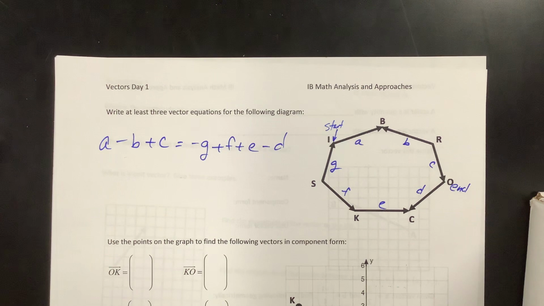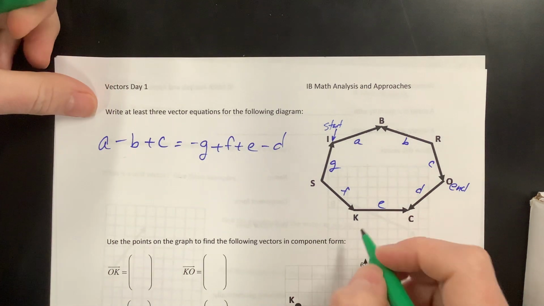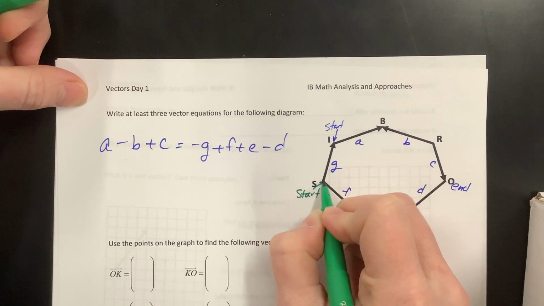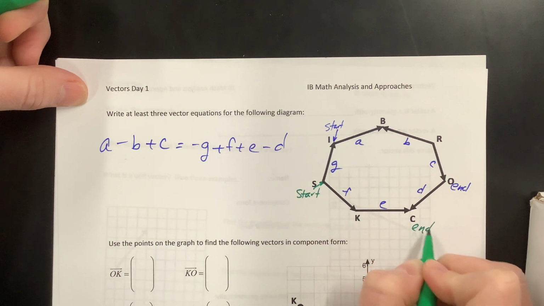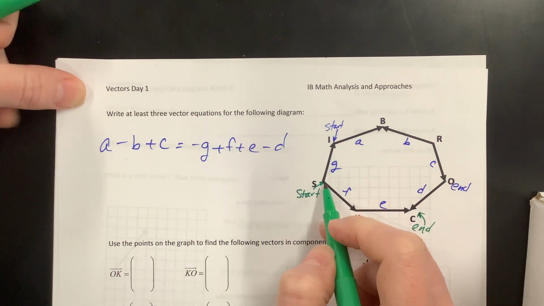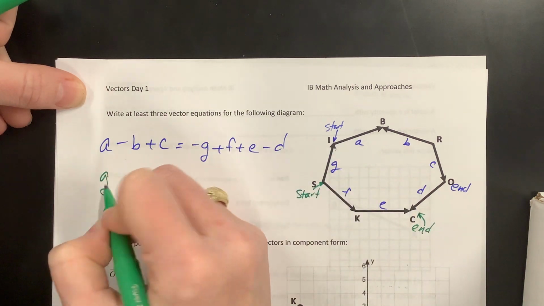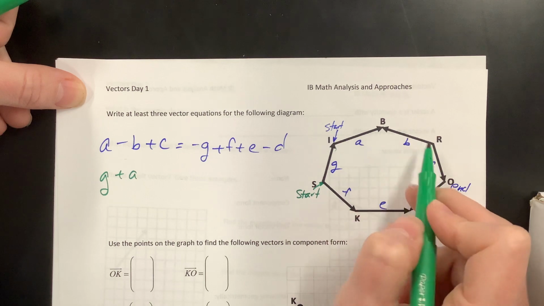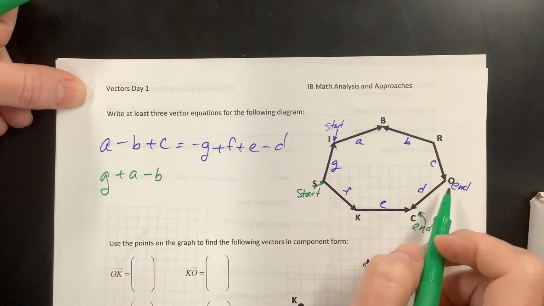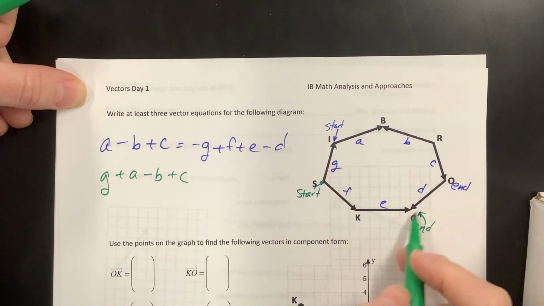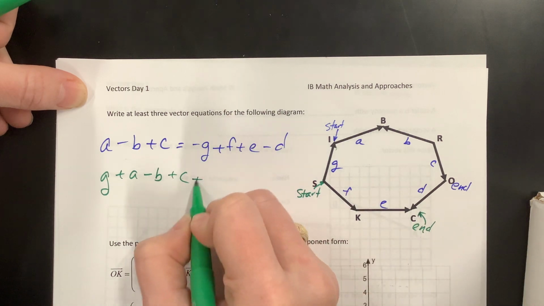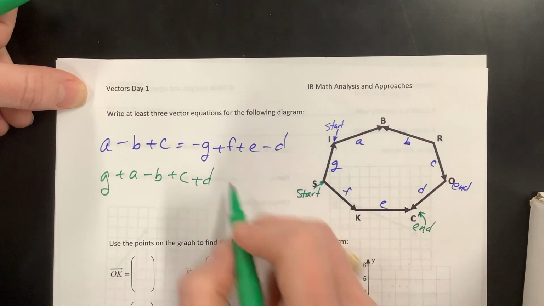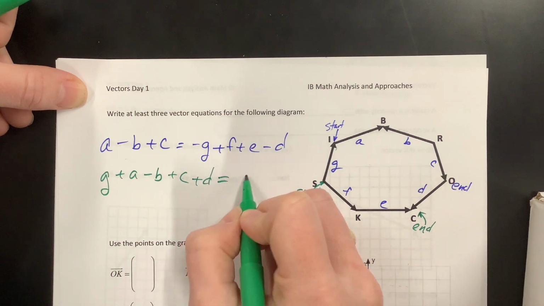Okay, let me do one more. It said 3, but I don't feel like it. Let's say we start here and end here. I'm just making something up. So one way is to say, okay, this is vector G plus vector A minus vector B. I have to go the opposite direction, minus B, plus C, and then plus D. That started here and ended here, and that's going to be equal to F plus E.